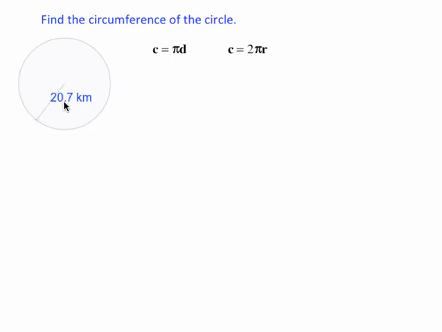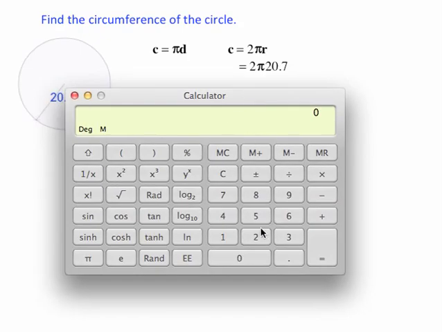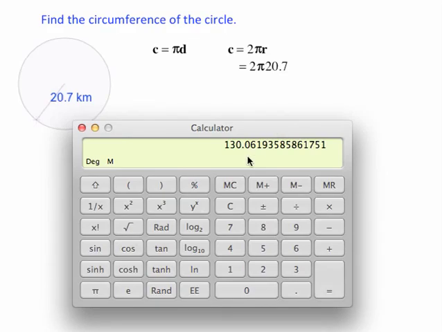Okay, because we're given the radius, I'm going to use this version of the formula. So circumference is 2 times pi times the radius, and the radius is 20.7. Then I take my handy calculator, and so 2 times pi times 20.7 equals 130.619358. I'm just going to round that to about 5 decimal places.